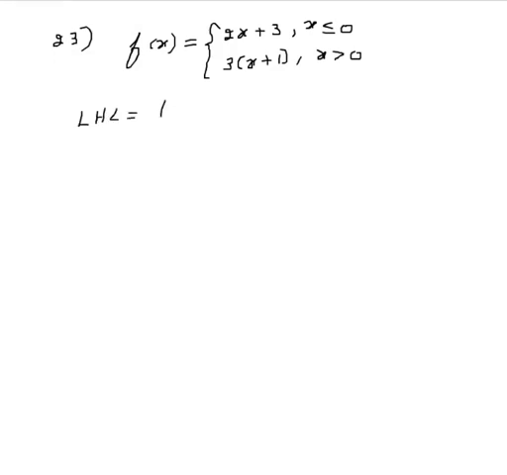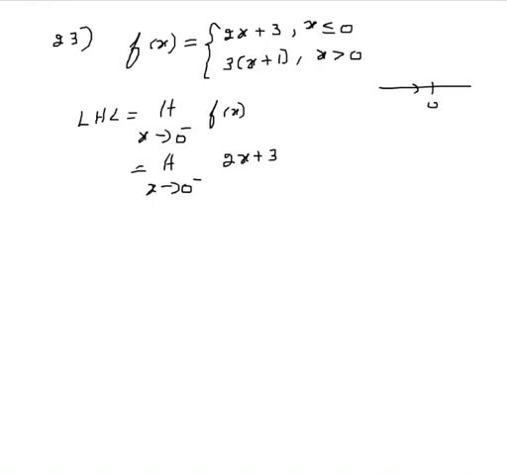LHL is limit extending to 0 minus of f of x. That means x approaches 0 from the left side of 0. That is the meaning of writing 0 minus. For 0 minus, we need to use the less than 0 definition, which is 2x plus 3.